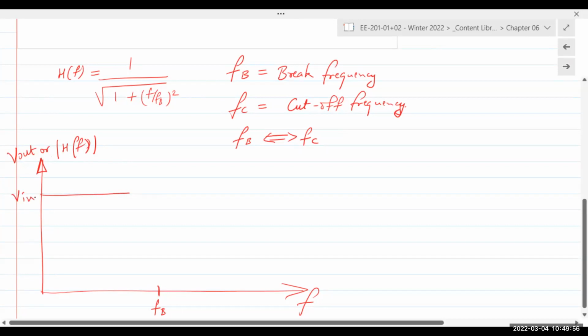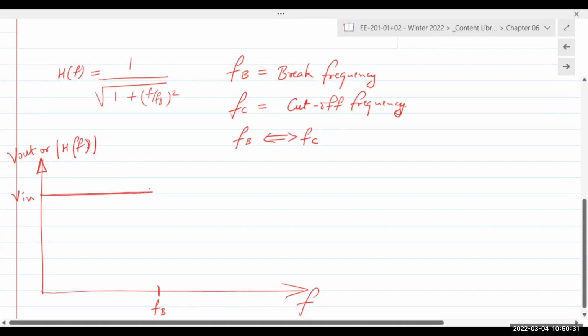If it's just H of F that's being plotted, it would simply be 1. H of F is V out over V in. So V out is equal to V in, H of F is equal to 1. And hence in all of these plots that you will see, whether it's H of F or magnitude of H of F versus F, the highest value will always be 1. That is the point where V out is equal to V in. So all the way out to FB, the value will be equal to V in.